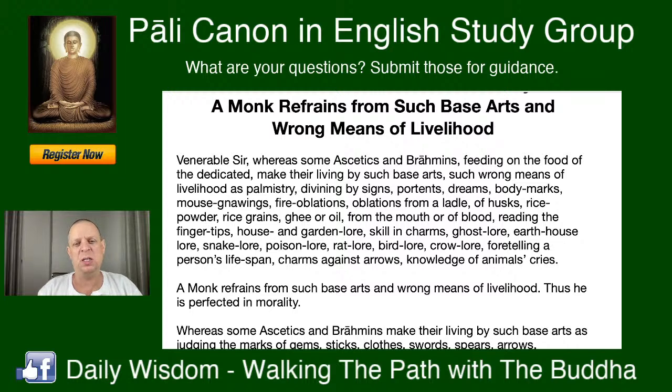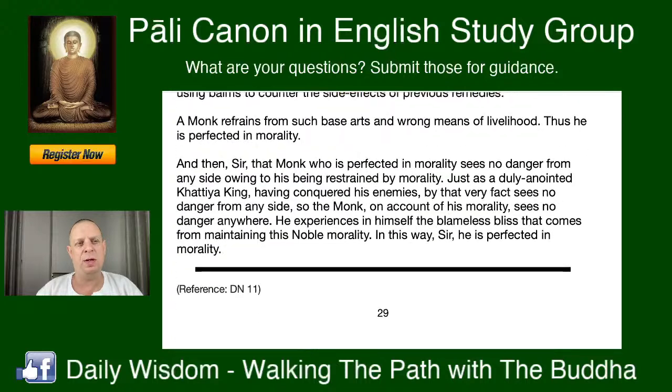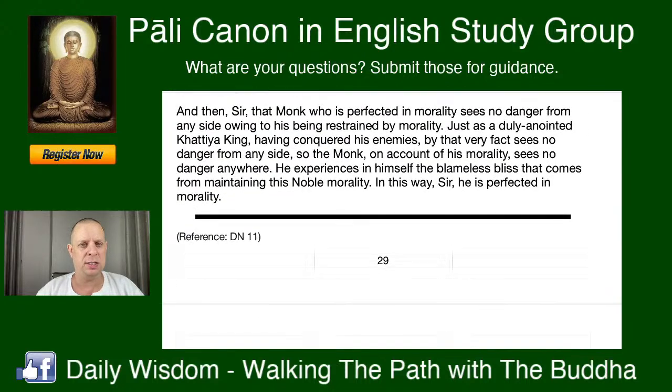So the Buddha is explaining in this last paragraph that you will have a very successful livelihood as an ascetic and as a teacher if you choose to purify and perfect your morality in this way by choosing not to do these things. Questions on this chapter?